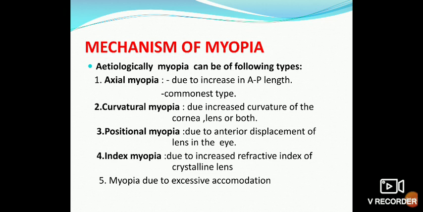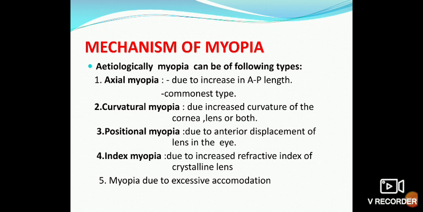Okay, positional myopia is due to anterior displacement of the lens. Index myopia is due to increased refractive index of the lens. Index myopia occurs usually in older individuals. As the age advances, there is sclerosis of the lens nucleus, and as the sclerosis increases, the refractive index of the lens increases, leading to an index myopia.